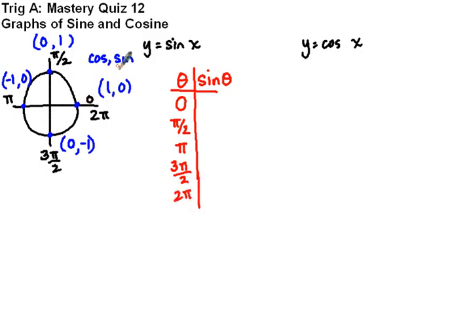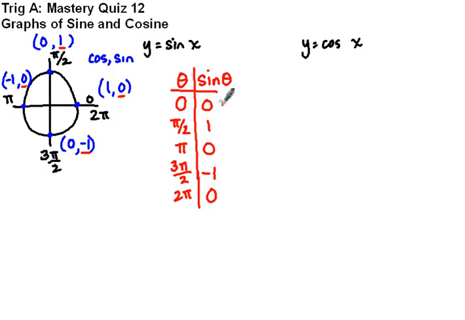At 0, the sine value, remember the sine value is the y value, so at 0, the sine is 0. At pi over 2, the sine is 1. At pi, the sine is 0. At 3 pi over 2, the sine is negative 1. And when I come back to 2 pi, the sine value comes back to 0.